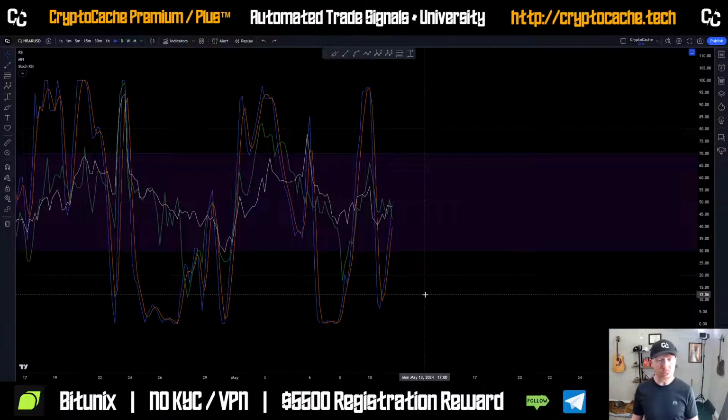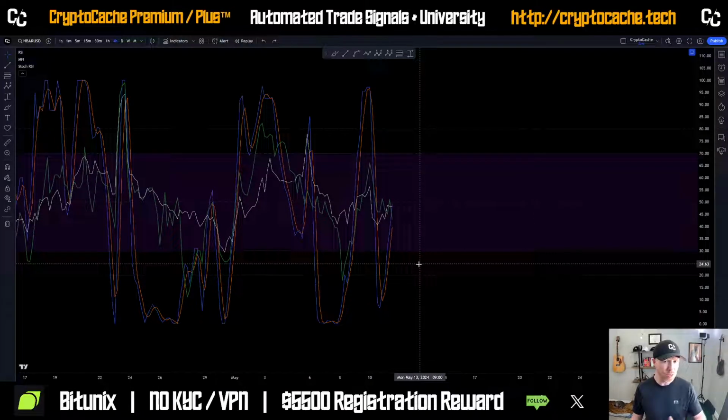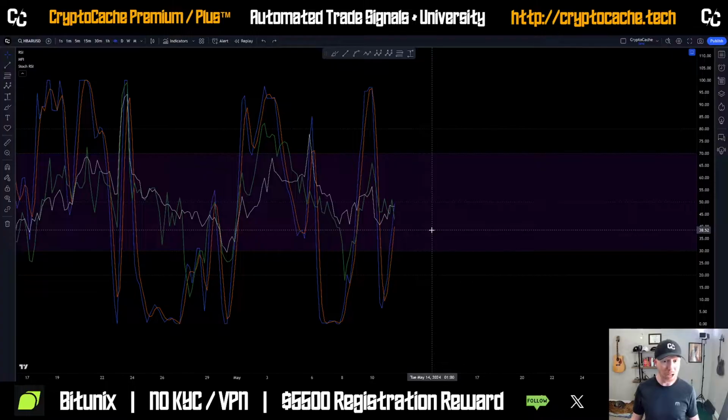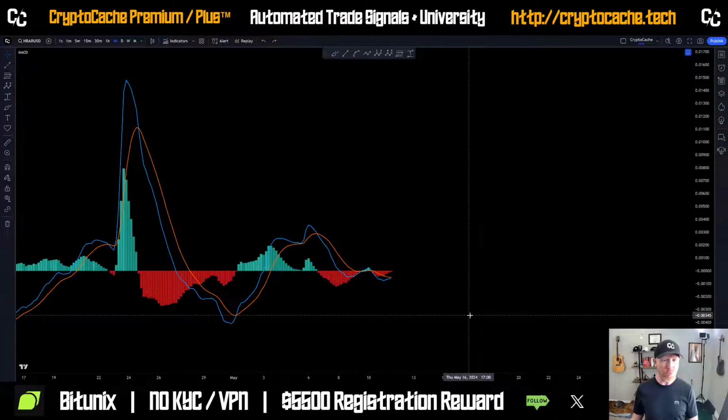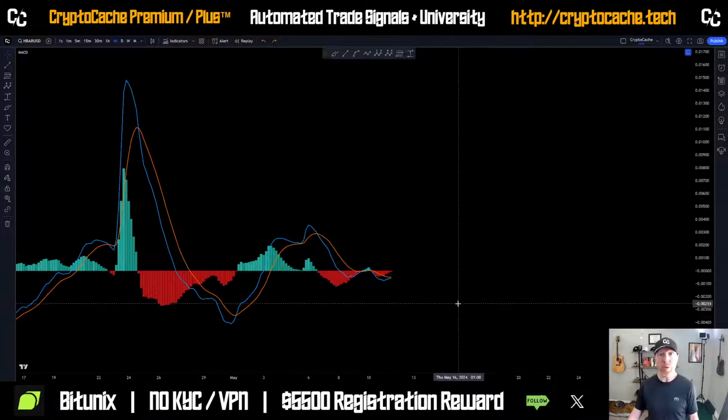We can see 50 on the RSI holding like a champ as a resistance level, money flow index pulling back, stochastic swinging up, and MACD converging. So from a momentum perspective, the 4-hour time frame looks ready to rock.